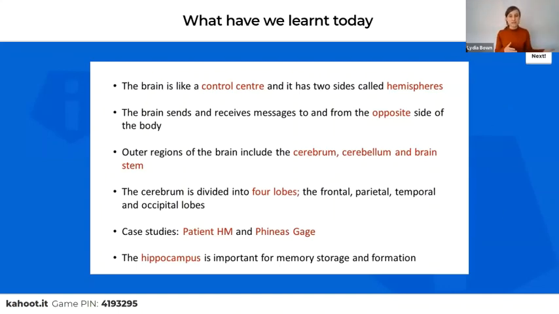And we talked about patient HM and Phineas Gage. So hopefully you learnt a bit from those case studies. And finally, we talked about the hippocampus and how that's so important for memory storage and formation, how we saw such an impact of that being removed in patient HM. So really well done for today and for learning all of those different things. Well done, everybody. I will answer a couple more questions. I think we've got time for that.